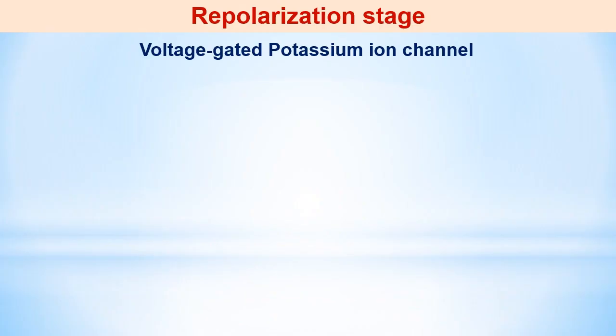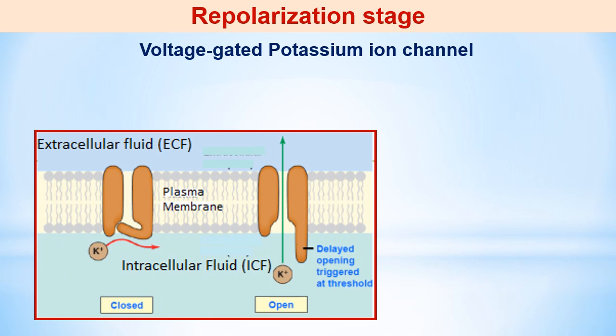Now let us start discussing the second stage of the action potential, that is the repolarization stage. Here, the important ion channel which is responsible for this stage is the voltage gated potassium ion channel. Unlike the voltage gated sodium ion channel, the voltage gated potassium ion channels have only one gate, and that is called the activation gate for the potassium ion. This gate actually remains closed when the membrane potential is at resting stage. That means when the minus 90 millivolt membrane potential is there, this activation gate for potassium ion remains closed.